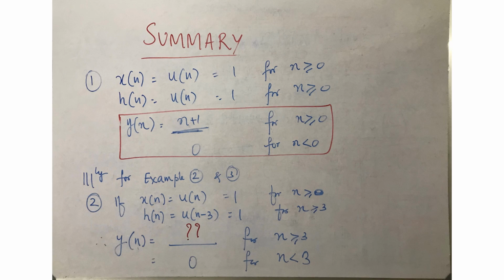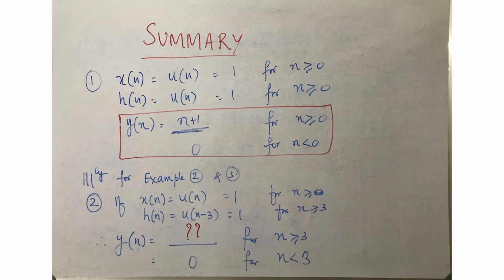Similarly, for examples 2 and 3, the signals we have taken are a function of u of n only. Therefore, the convolution exists for n greater than or equal to 0. Now, let us take one more example where x of n is u of n, which exists from 0 to infinity, and h of n I have considered as u of n minus 3. That is, u of n shifted towards right by 3 units. That means the sample will exist from 3 to infinity. So, in that case, y of n will exist only from n greater than or equal to 3.